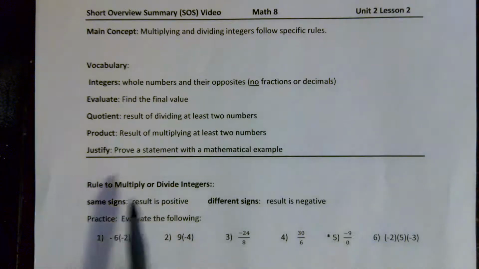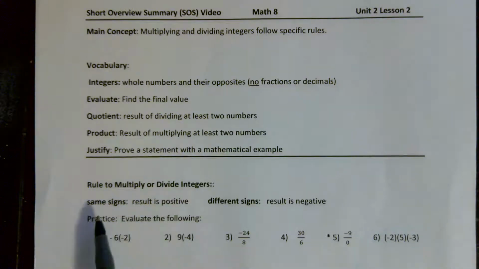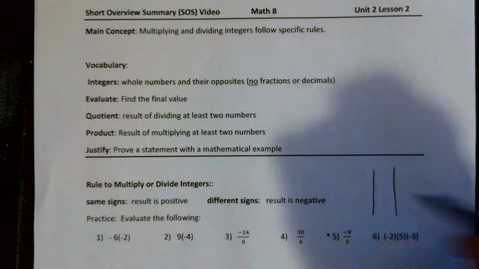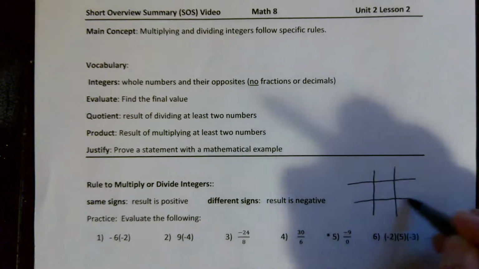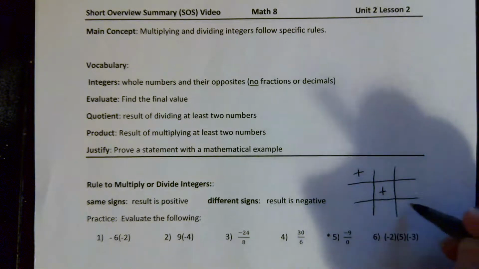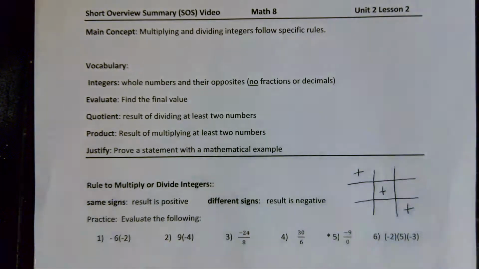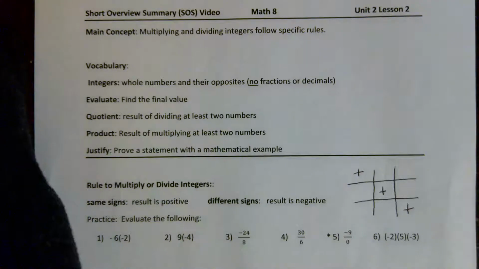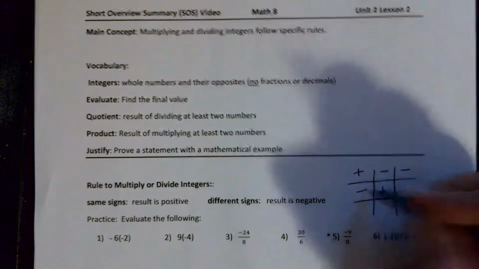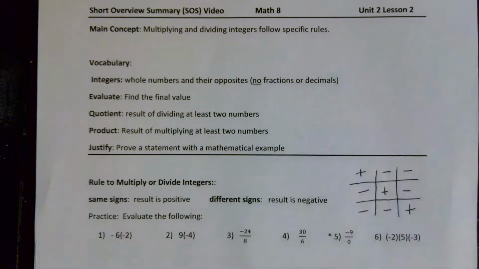So remember, our rule to multiply or divide integers: if they have the same signs, the result is positive. If there are different signs, the result is negative. And a strategy to use is our tic-tac-toe board. When you fill out the tic-tac-toe board, we're going to put the plus signs on a diagonal, and then fill in everything else with a negative. And this helps us with multiplying integers.